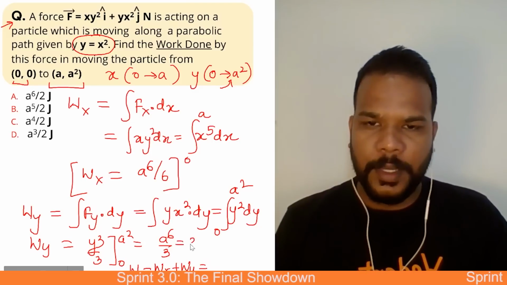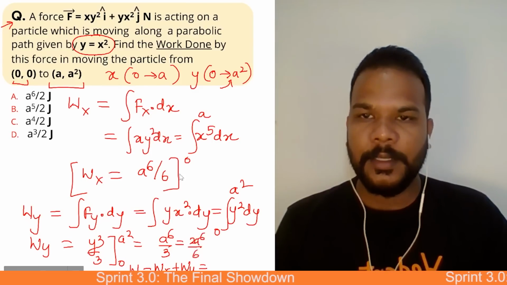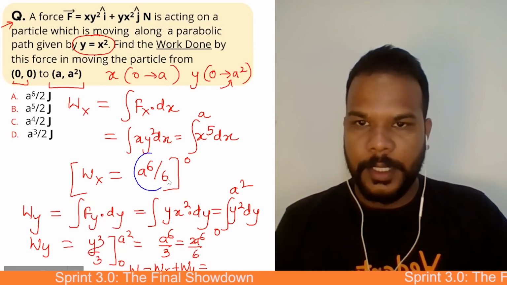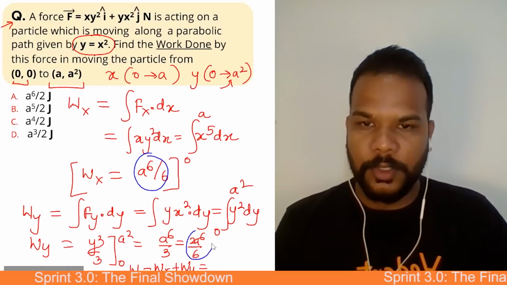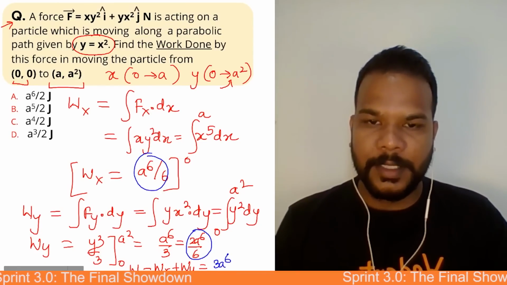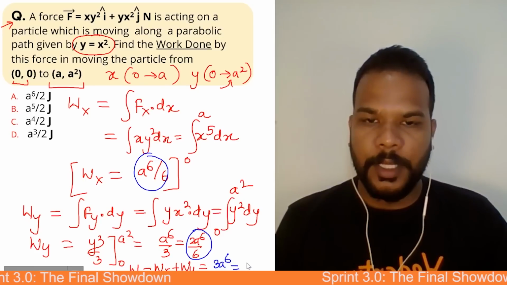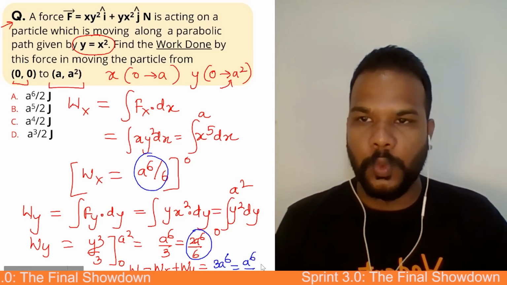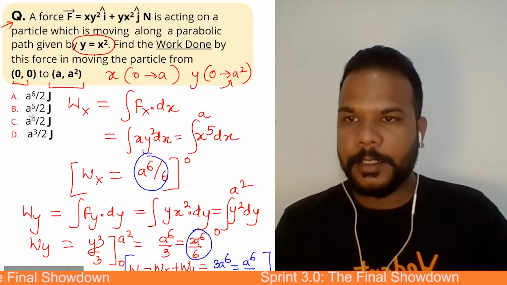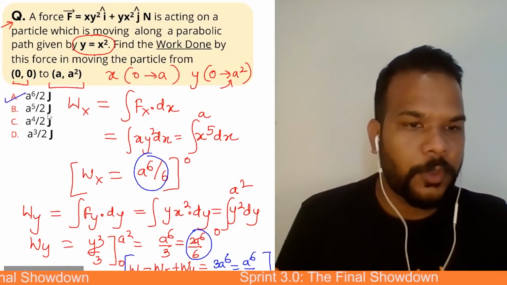can write this also as 2a to the power 6 by 6, because ये वाला जो पार्ट था, ये a to the power 6 by 6 है, ये 2a to the power 6 by 6 है, टोटल वर्क ऐड करोगे so 3a to the power 6 by 6 which comes out to be a to the power 6 by 2. Okay guys, that's our correct answer, option A for awesome corona.